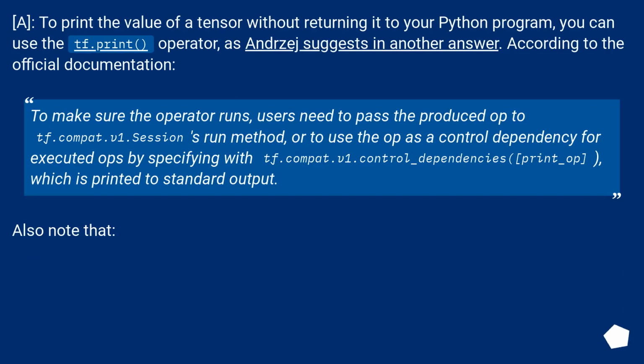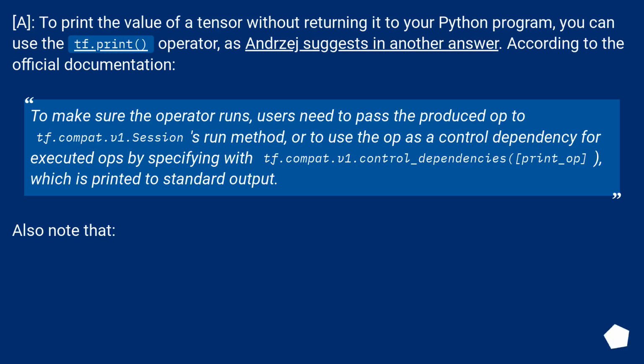To print the value of a tensor without returning it to your Python program, you can use the tf.print operator, as Anjay suggests in another answer. According to the official documentation, to make sure the operator runs, users need to pass the produced op to the tf.compat.v1.Session's run method, or to use the op as a control dependency for executed ops by specifying with tf.compat.v1.control_dependencies([print_op]), which is printed to standard output.